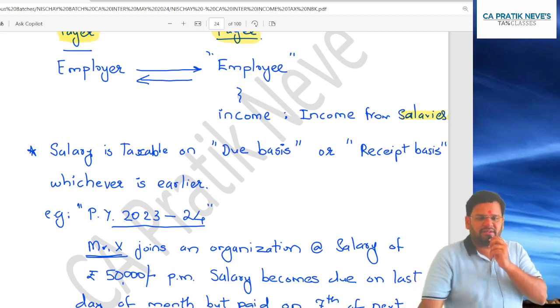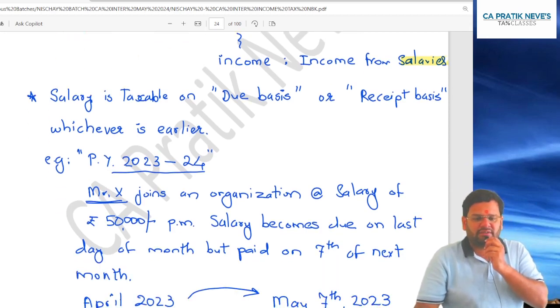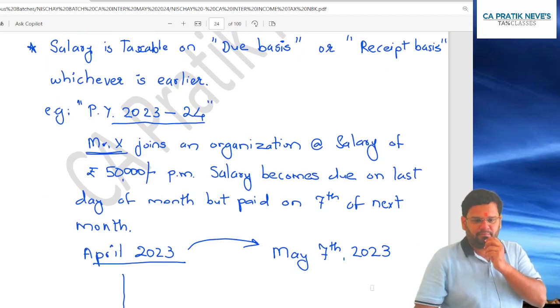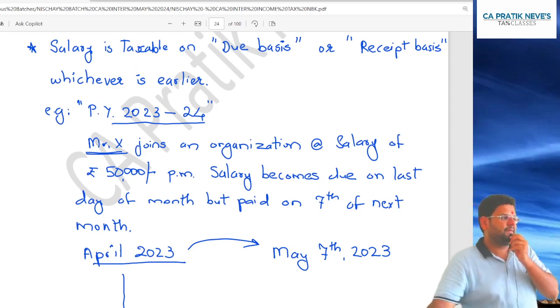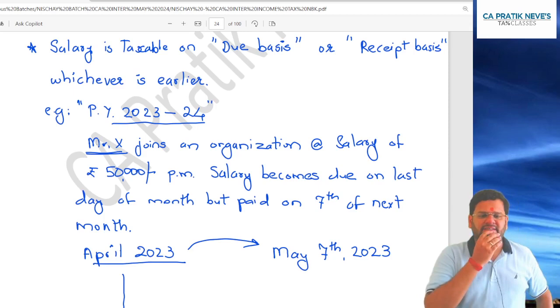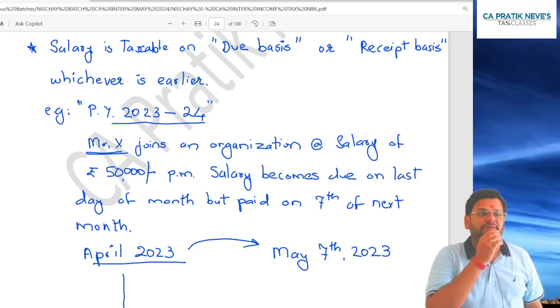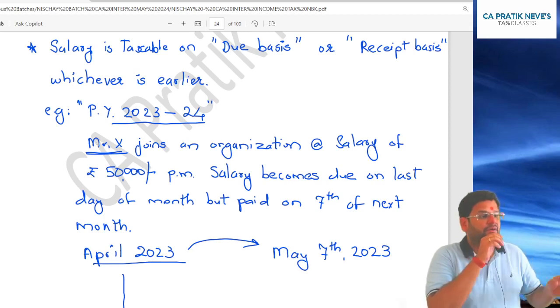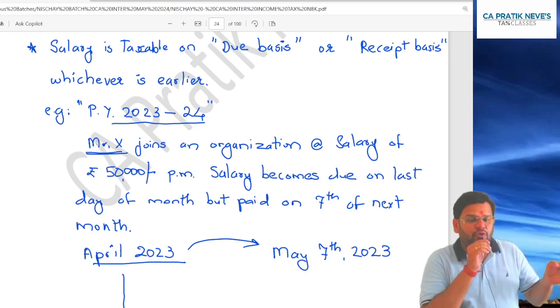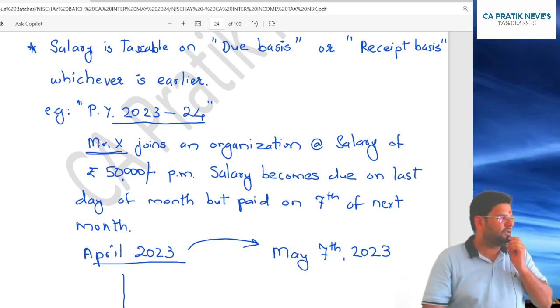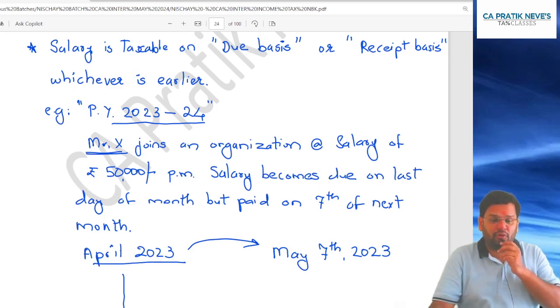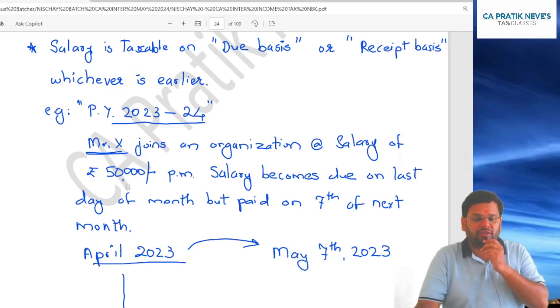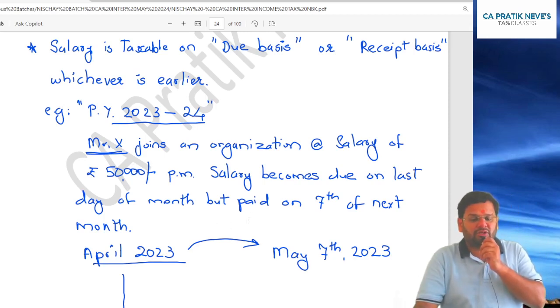Getting it? So write this: salary is taxable on due or receipt basis, whichever is earlier. Example: for PY 23-24, X joins an organization at a salary of 50,000 per month. Salary becomes due on the last day of the month, but it is paid on the 7th of the next month.